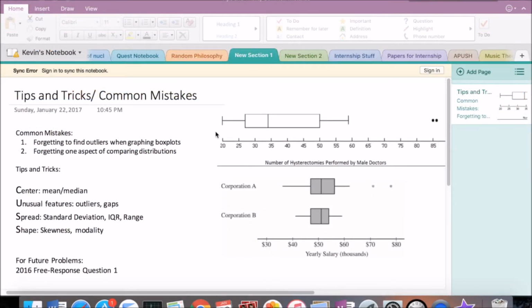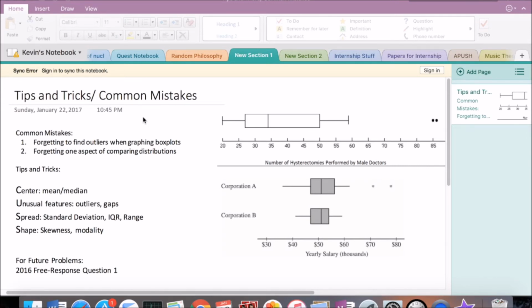So finally, for some tips and tricks and common mistakes, one common mistake is to forget to find outliers when graphing box plots. So often kids will just draw the lines completely out without trying to find the outliers. Remember to look for the outliers first, and then base your maximum and minimum values on the maximum and minimum value that isn't an outlier.